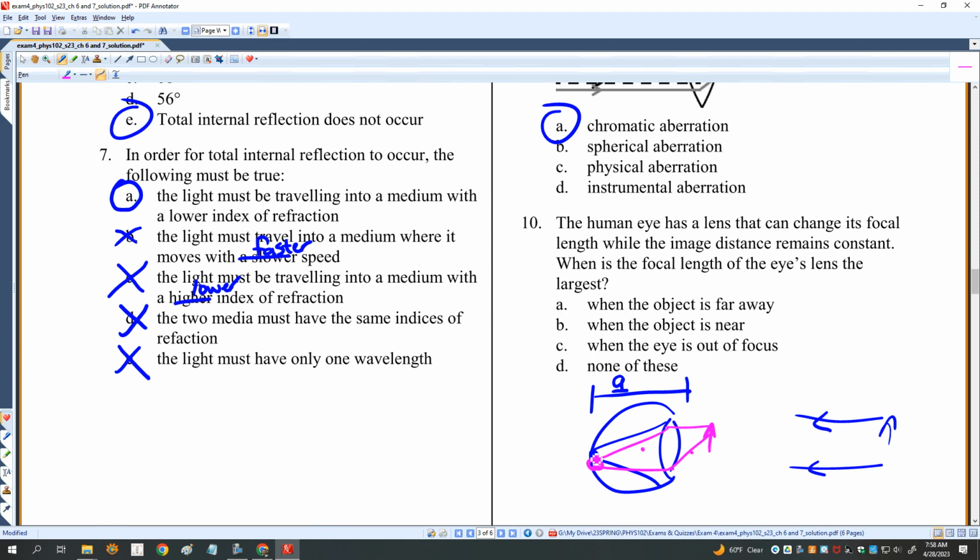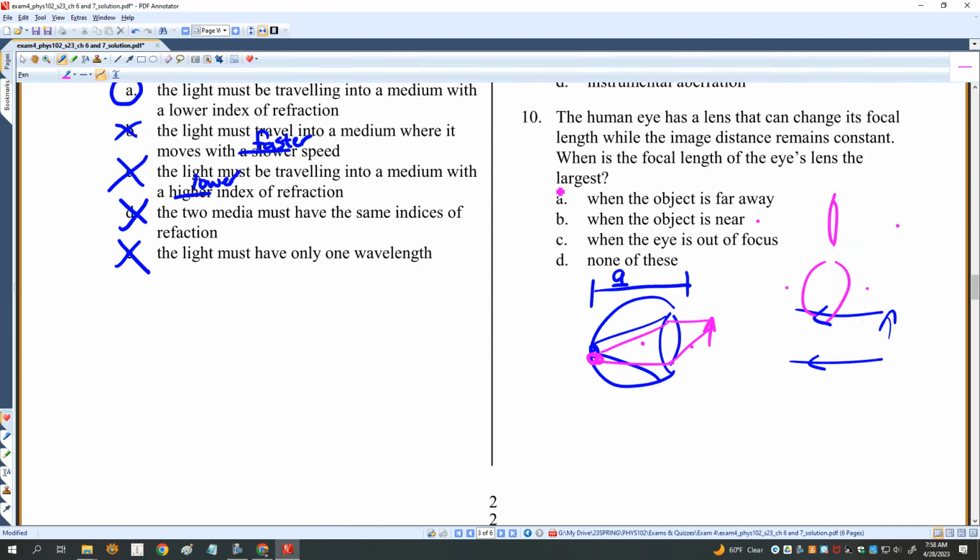So when you're looking at something far away, your lens is really thin, it has a long focal length, but when you're looking at something close, it has a short focal length. That's why you lose your near vision as you get older, because that lens just gets less flexible.